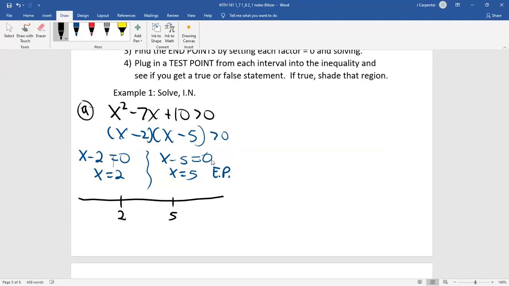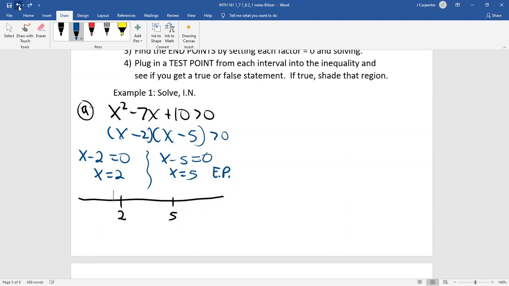And then we have 3 different regions. So our solution could be to the left of 2, or it could be in between the 2 and the 5, or it could be to the right of the 5, or it could be a combination of those. It could be all 3. It could be 2 of those 3. Usually it's either the middle or it's the ends, kind of like when we saw with those absolute value inequalities. Absolute values and quadratics share a lot in common.